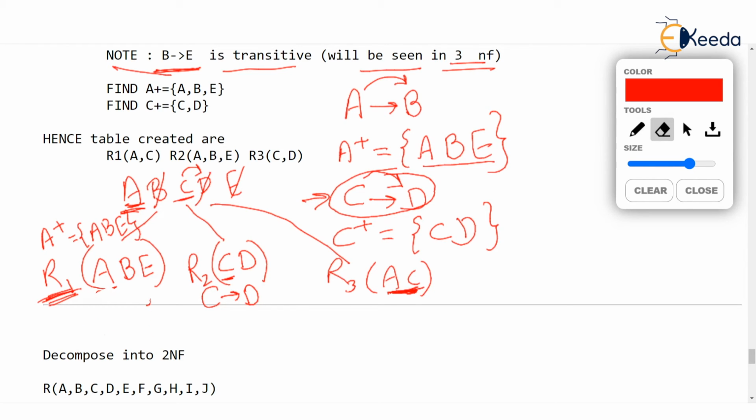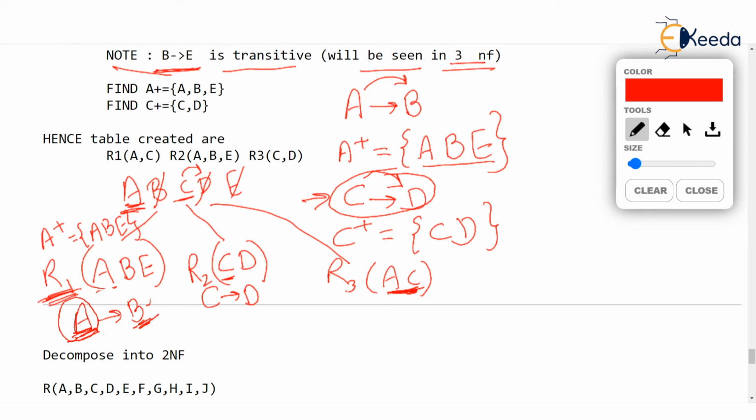A determines B. Is this partial dependency? No, because left hand side is candidate key. Yes, A is the candidate key of R1. So it is not the part of the candidate key. This is complete candidate key. And right hand side, yes, it is a non-prime attribute, isn't it? B is a non-prime attribute, so this is not partial, because left hand side is perfectly a candidate key. It is not the part of candidate key.